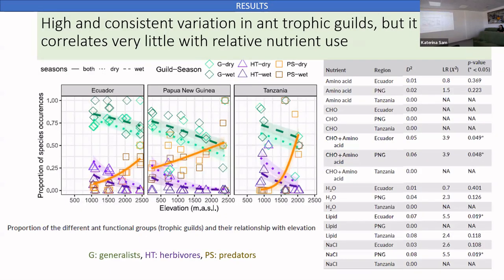Then came another surprise, because once you divide the ants into guilds, the patterns are super consistent. We didn't expect it to be so consistent. It was so consistent that even the decrease of generalist ants in the dry season was consistent, which goes against the seasonal pattern. So for the guilds, it was super consistent. There was not even some seasonal change that would be different between regions.